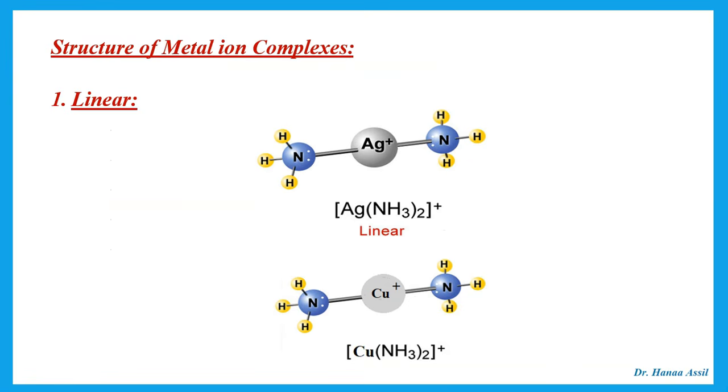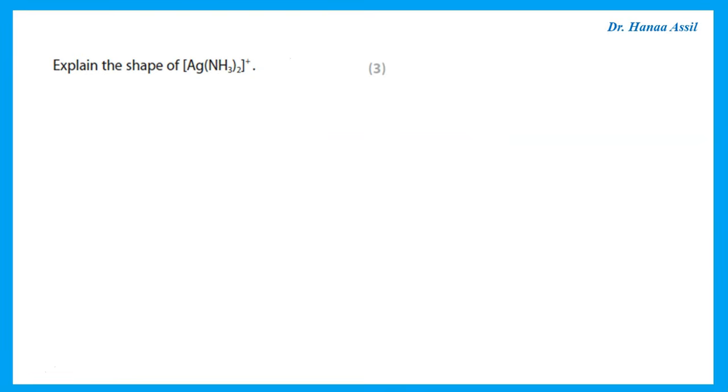Structure of the complexes depends on the number of ligands. If we have 2 ligands, that means we have 2 shared pairs of electrons to the central metal ion, and that means it should be a linear structure with bond angle 180. Why is that? It's for minimum repulsion between the shared pairs of electrons.